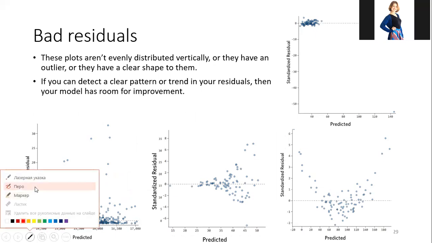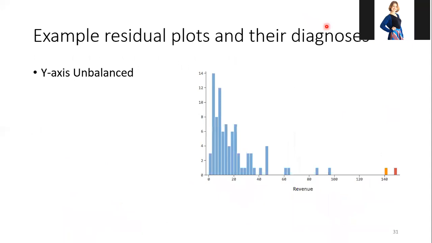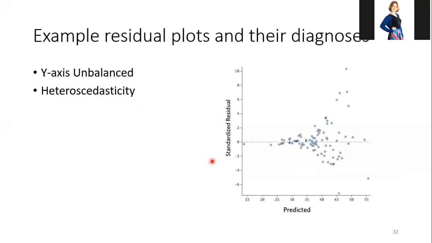You may see in this plot that here we have some outlier. And also here we have some pattern, and here we have some changes in variance. Here are some examples of non-ideal residual plots and their diagnosis. Y-axis unbalanced: you see that in this case your residuals are distributed close to the left part of the plot. It's not good.